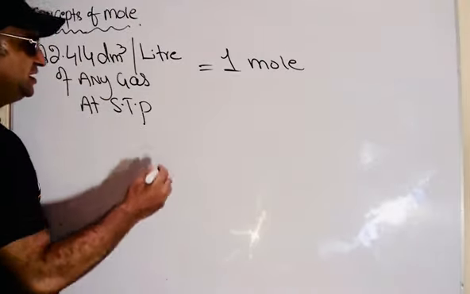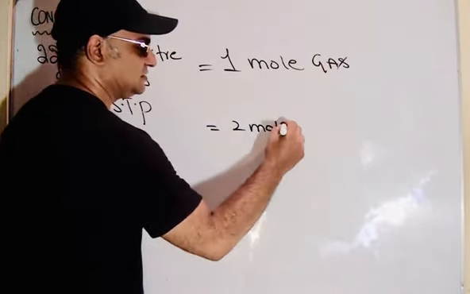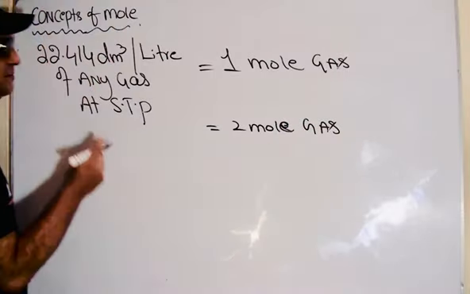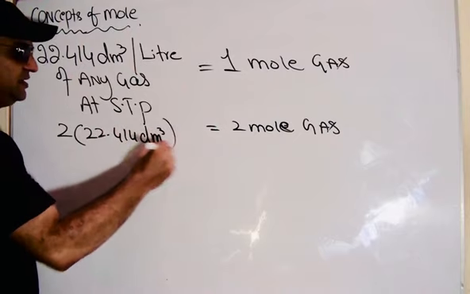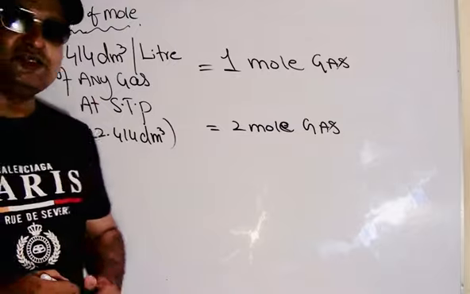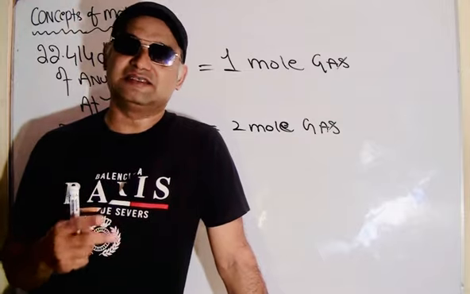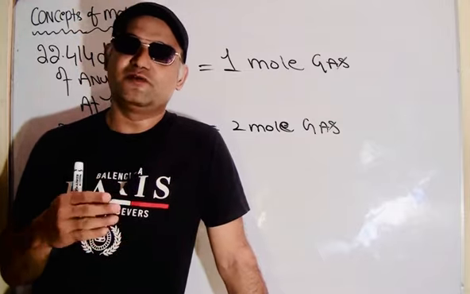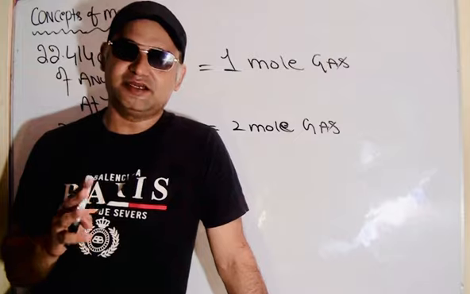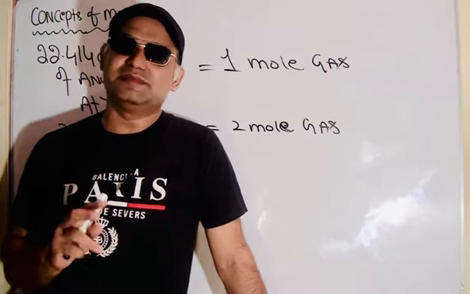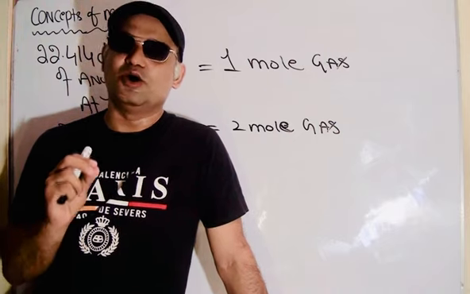But if we have 2 moles of a gas, then multiply this value, it will be 2 into 22.414 dm cube or liter. So as you have seen, if we increase the mole from 1 mole of a gas to 2 moles of a gas, the volume will be double, 22.414 into 2, which is 44.818 decimeter cube. It is a very simple concept. Always remember that 22.414 dm cube of volume of a gas always contains 1 mole.